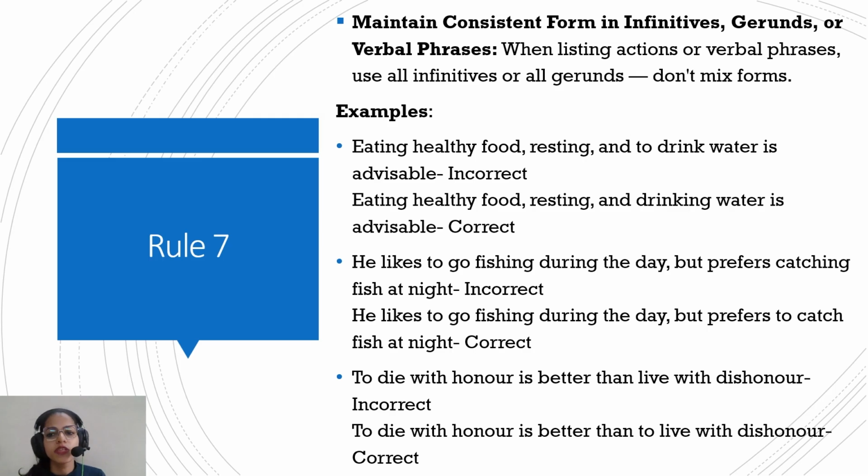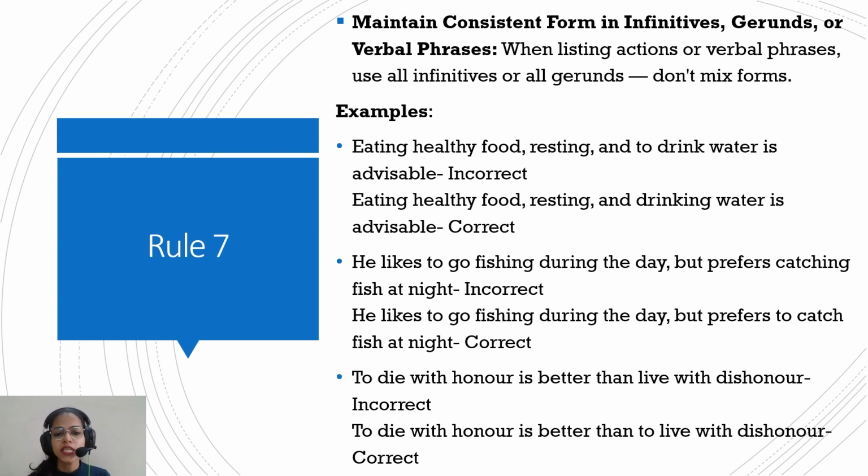Maintain consistent form in infinitives, gerunds, and verbal phrases. Again, we are pretty much doing the same thing. If you are talking about several things or listing out several things, keep the grammatical format consistent. Do not change it throughout the sentence. So if you are using infinitive, follow it in a consistent manner; gerund, follow it in a consistent manner, and so on and so forth.